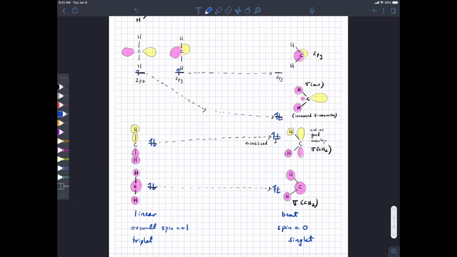There's another prediction you can make. If a carbene is triplet, what's its geometry going to be? Is it going to be bent, or should it be more towards the planar side? I'm sorry, the linear side.